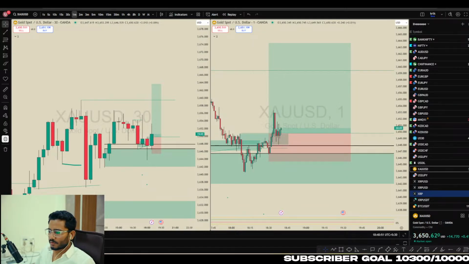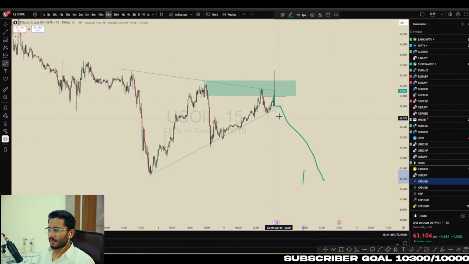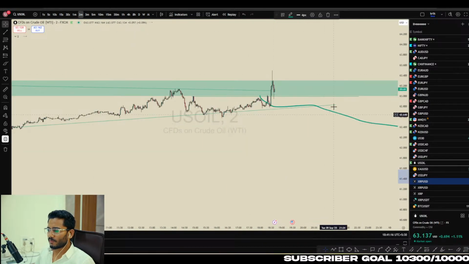September US oil. On US oil, price swept the liquidity. I think it should continue now to the downside. If this closes below, then there will be a sweep of liquidity.